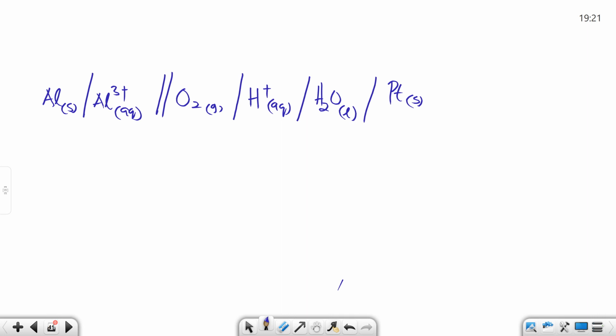Platinum. This is called a phase change. If there were 2 phases, we use what? Comma.